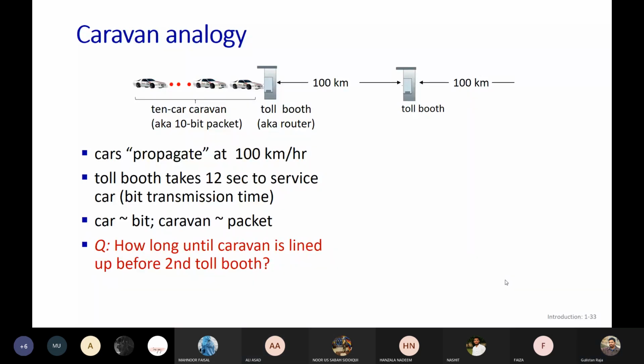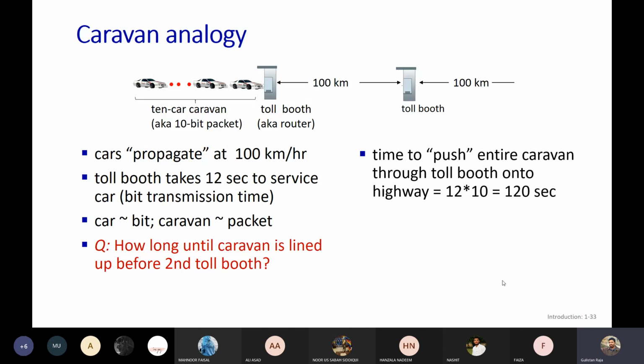Okay, ji. So the time to push the entire caravan through the toll booth: recall that it takes 12 seconds per car. So for a 10-car caravan, 12 into 10. ठीक है जी? Is it okay?